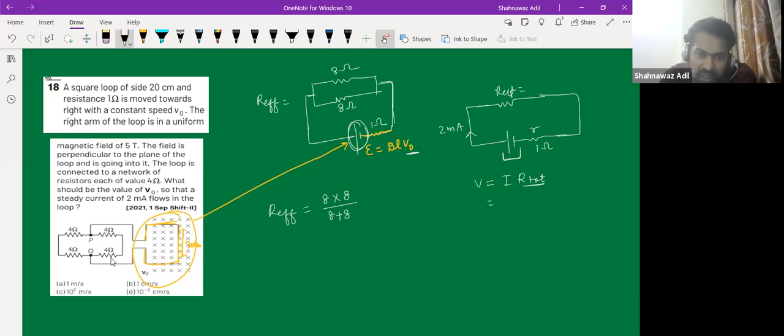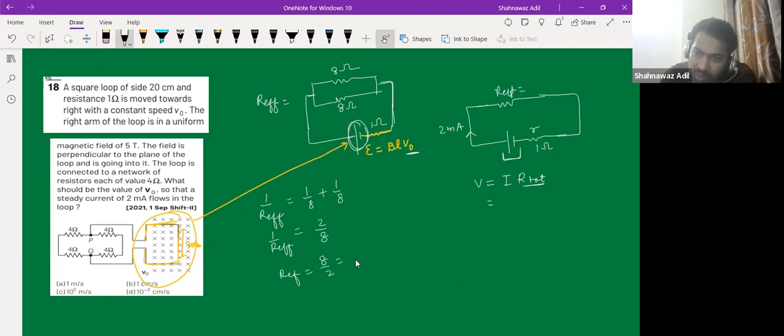This thing in series would be 8 ohm, and this thing and this thing in series would be 8 ohm again. So 8 ohm connected in parallel. So in parallel, how do we calculate the resistance? That would be 1 by R effective equals 1 by 8 plus 1 by 8. So we can directly calculate this. That would be 2 by 8. So R effective would be 8 by 2.